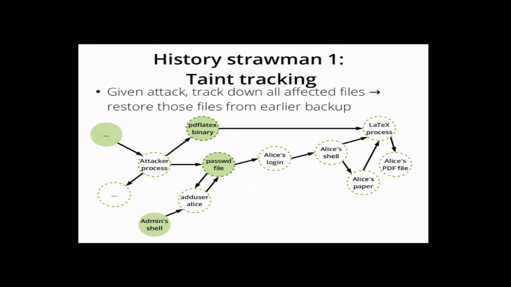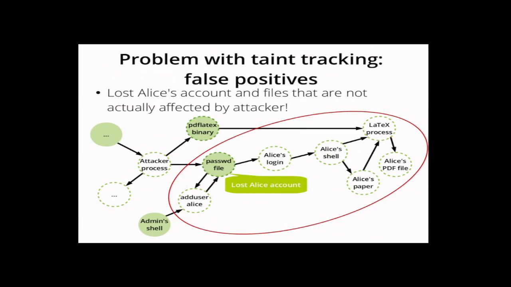After recovery, we could remove the Trojan from the PDF LaTeX binary, and also we can remove the attacker's account from the password file. However, this scheme has a single problem, namely false positives. It means that after recovery, we end up losing Alice's account and files that are not actually affected by the attacker. Then how can we preserve Alice's account and files after this recovery?